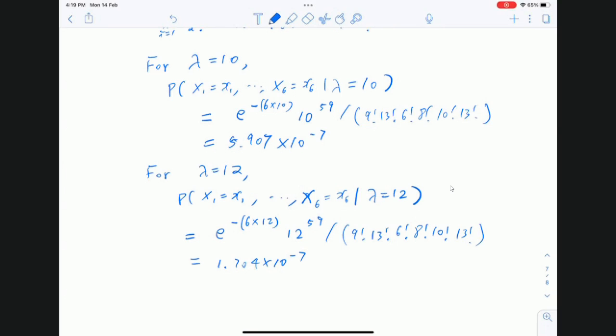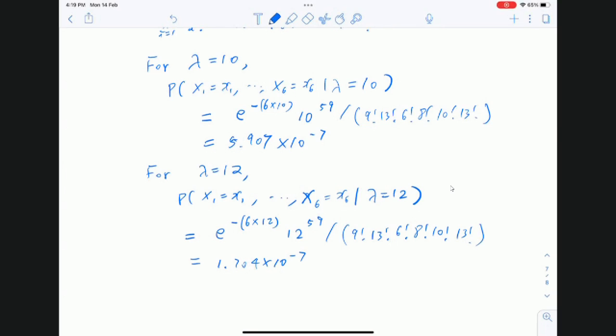If a value of lambda results in a very, very small probability, then of course that is not very reasonable. Like if I tell you that lambda is equal to 100, but the probability of observing this sample is very small, very unlikely to observe this sample, then of course that lambda is not reasonable.